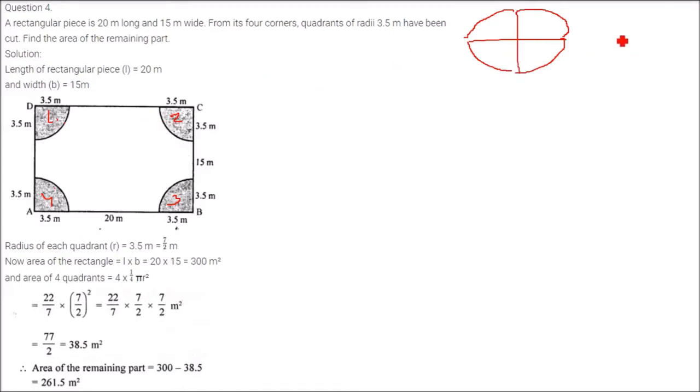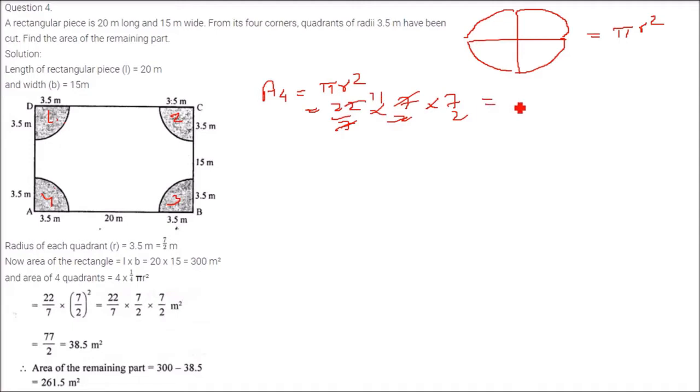So how do you find out? First, let us find out the area of the circle. The area of the circle is pi r square. Since the radii are the same, the radius is 3.5. So the area of all four quadrants, which is actually a circle if you add them together, will be pi r square. Pi is 22 by 7. The radius is 3.5, you can write it as 7 by 2, just to cancel things out. This is 11, 77 by 2. Now this is going to be 38.5. Now this is the area of the four parts.